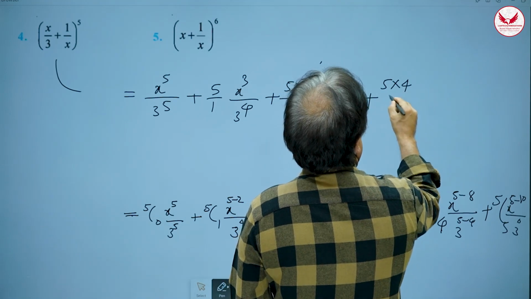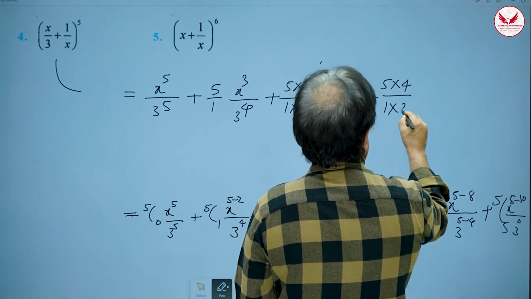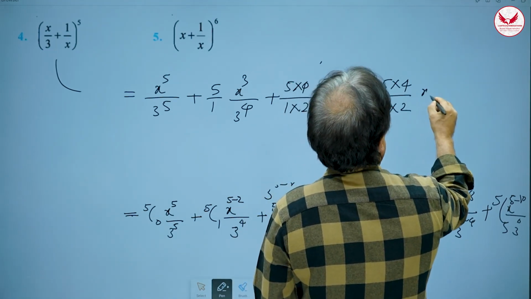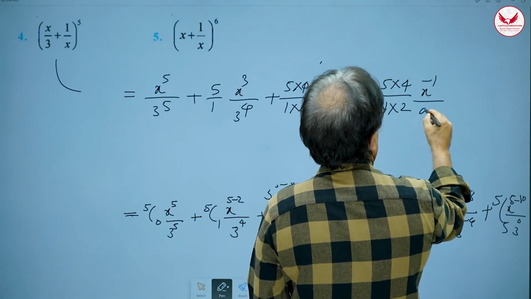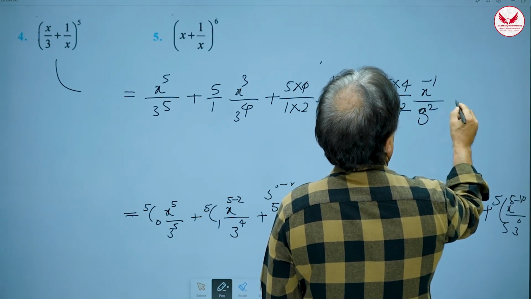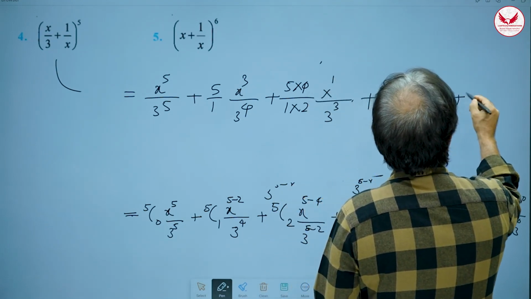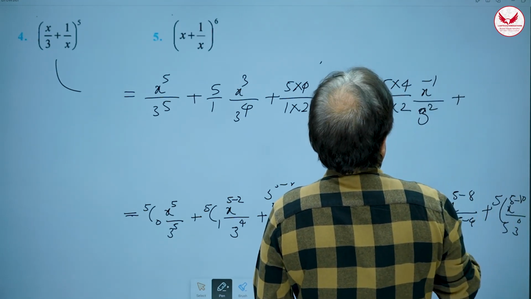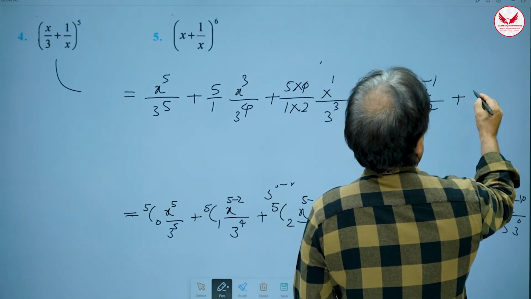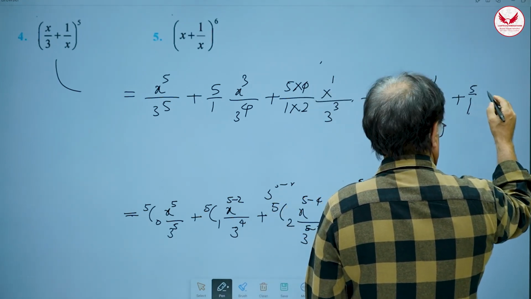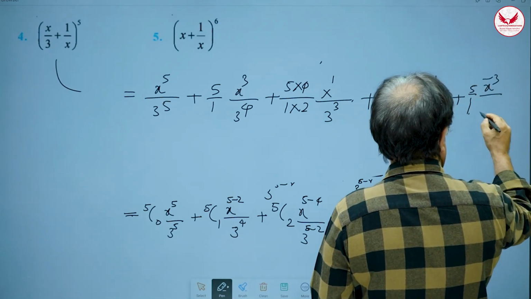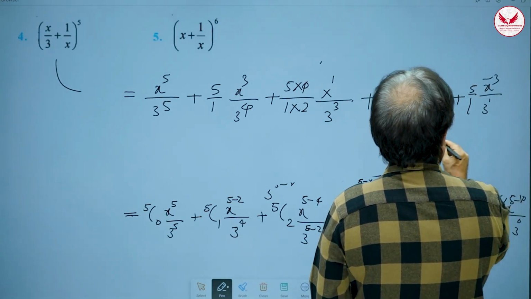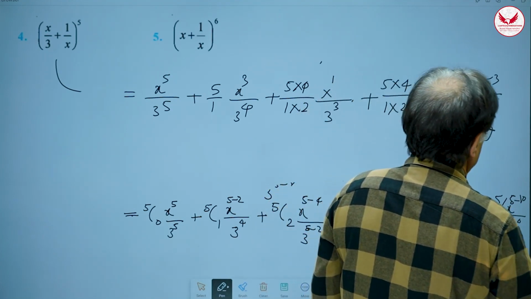So 5 multiplied by 4 upon 1 into 2 multiplied by x raised to minus 1 divided by 3 raised to 2, that is 9. But I am going to write it as 3 raised to 2 only. And plus 5C4. Now 5C4 is same as 5C1. So it is 5 upon 1, and x raised to minus 3 divided by 3 raised to 1. Okay. And the last term is 5C5, which is 1.